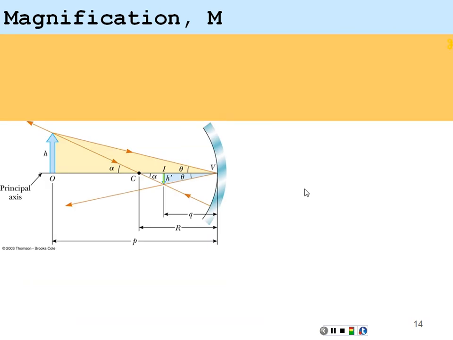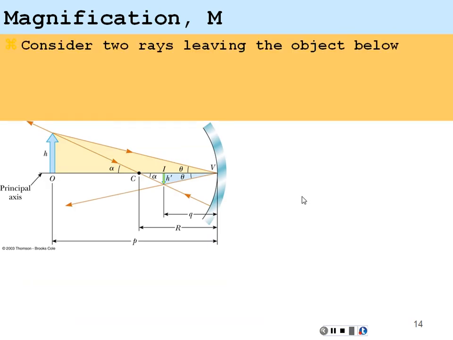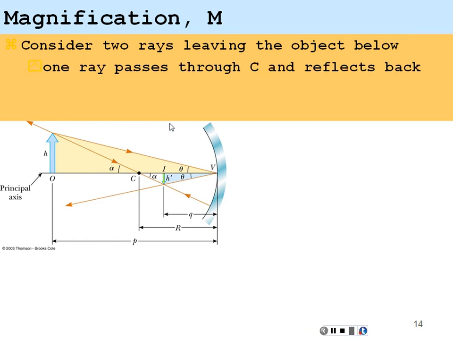Let's actually calculate this magnification. Consider 2 rays leaving the object below. One ray passes through the center of curvature and bounces straight back through the center of curvature. The other one is going to the vertex, and the angle of incidence will equal the angle of reflection coming out. They are forming this image, h prime, for the arrow as we see it here, which is inverted.